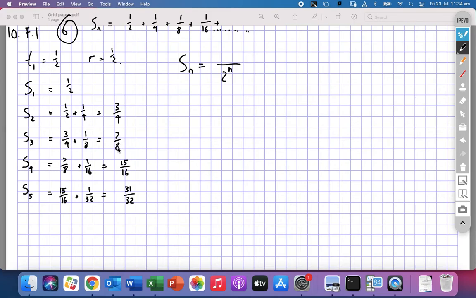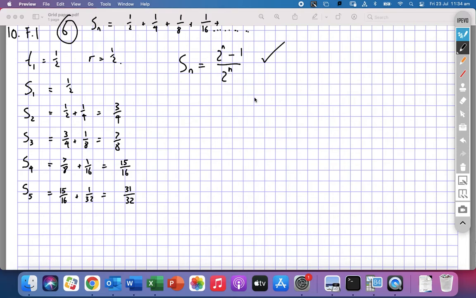Right? Now, looking at the top, and what I mean by that is the numerator, the 1, the 3, the 7, the 15, and the 31 is always 1 less than the denominator. The denominator came from 2 to the n, and I subtracted 1. Okay? So there's your formula for the sum.